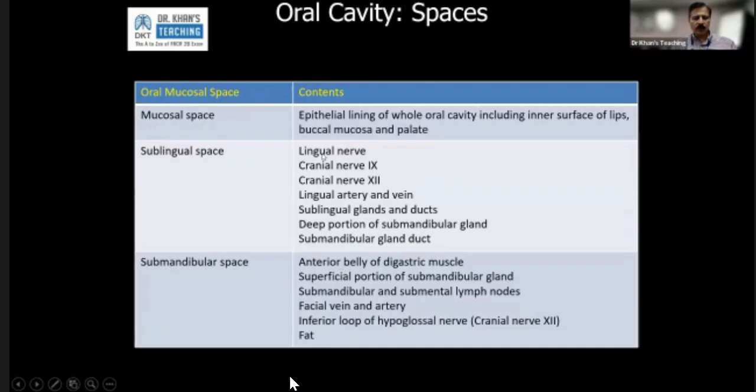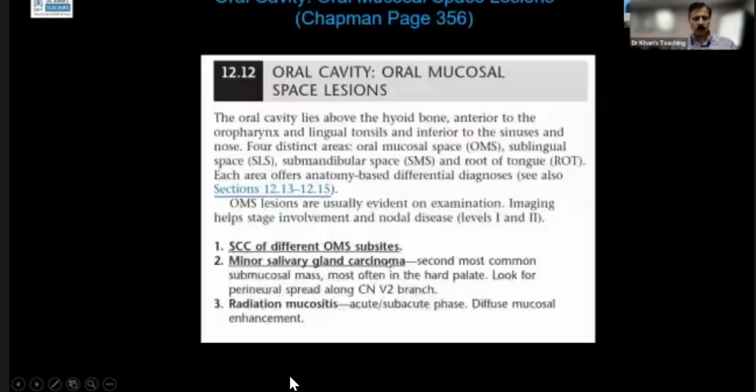Important point here in the sublingual space is that other than the sublingual gland, we have the submandibular duct there, just like our case. Second thing is that the deep portion of the submandibular gland is here. In the submandibular space, most of the submandibular gland is there, but the deep portion is in the sublingual space also. A few other points: the anterior belly of the digastric muscle is a Part 1 question. I'll show you what it is.